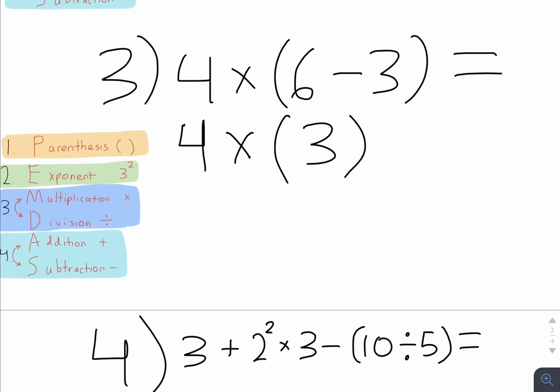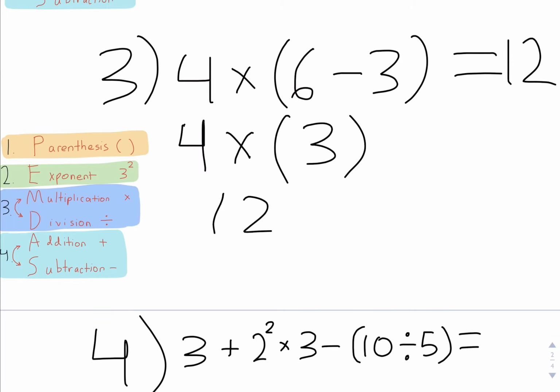Next, now that there are no more parentheses, we look at what's next in the order of operations, which is exponents. As you can see, there are no exponents in this expression, just a 4 times 3. So we can move on from exponents to multiplication and division. There is a multiplication sign left in this expression, 4 times 3. So we do the multiplication. 4 times 3 is 12. Since there are no more operations left in this expression, the final answer is 12.